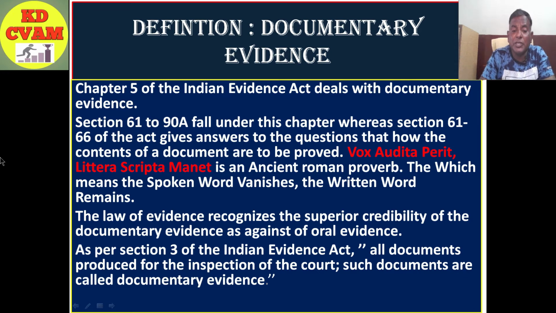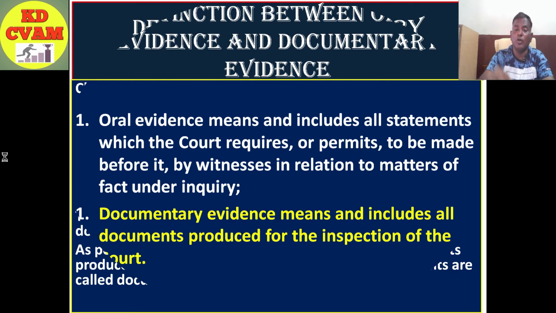As per section 3 of the Indian Evidence Act, all documents produced for the inspection of the court are called documentary evidence. Now this is the definition, right, of which documents are called documentary evidence. They must be produced for the inspection of the court. The documents are verified and checked, right, for how correct and perfect they are, whether they are duplicate or not. Then only it is accepted as documentary evidence.